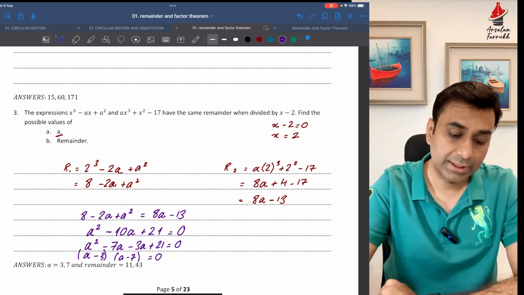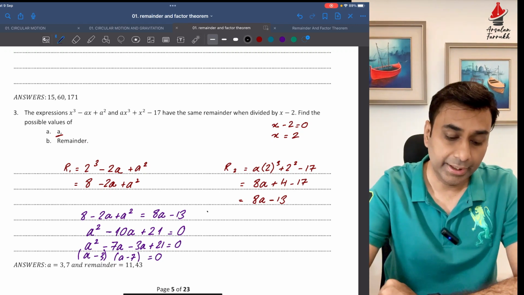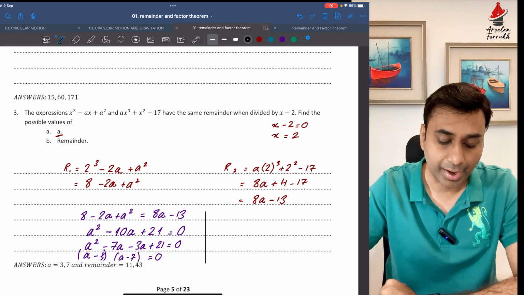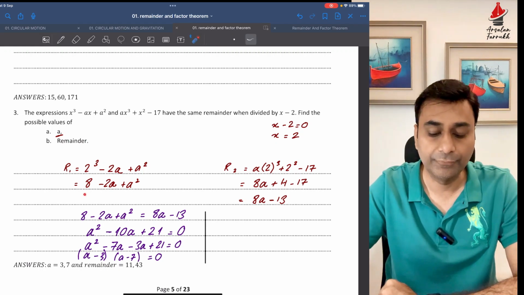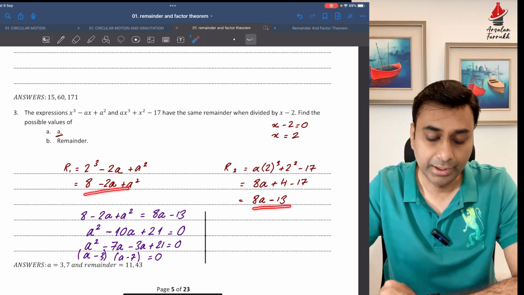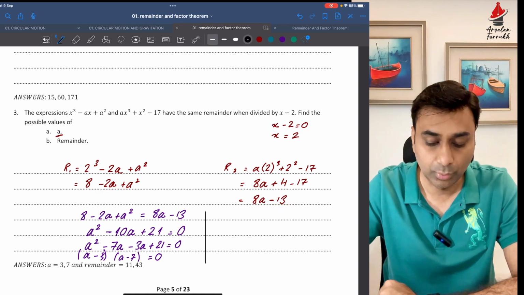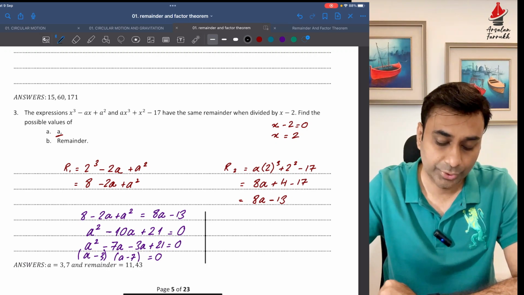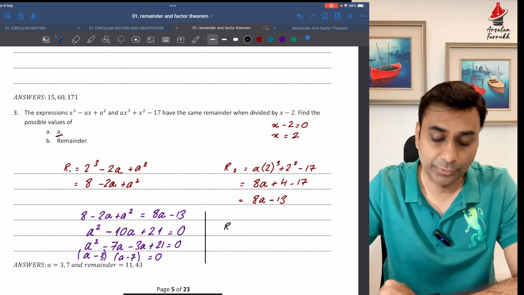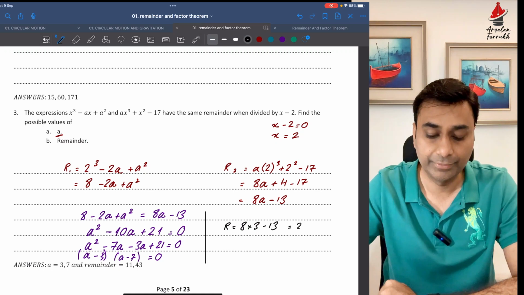The question is also asking me to find out the remainder. So I can find out the remainder by plugging in the value of a over here or plugging in the value of a over here. Both will work because it was originally told that both dividends have equal remainders. I find it easier to plug into the second expression. That's a simpler one. So the remainder, if the value of a is 3, is going to be 8 times 3 minus 13. That's 24 minus 13, and that would be 11.